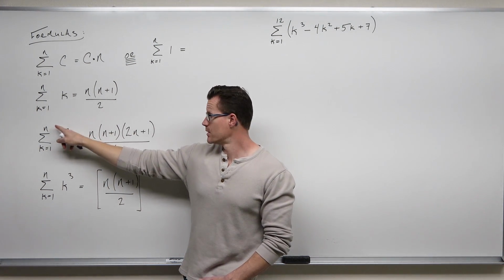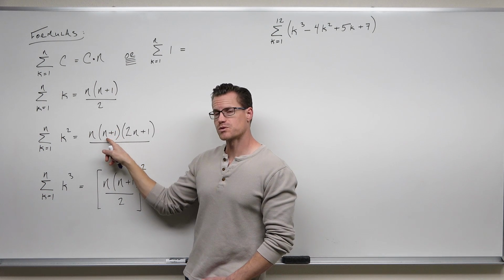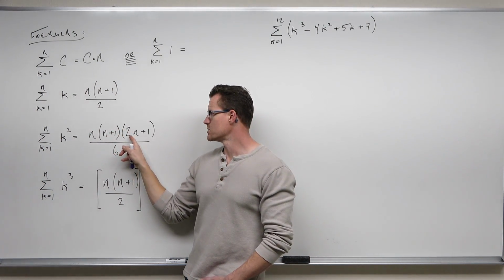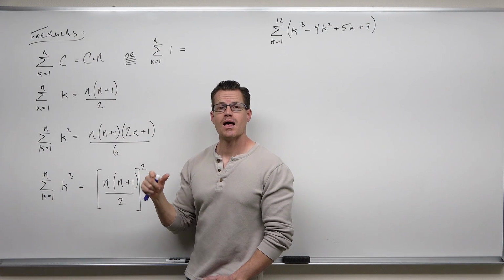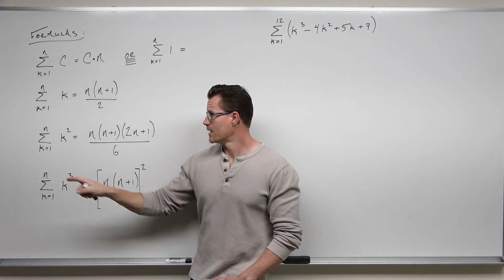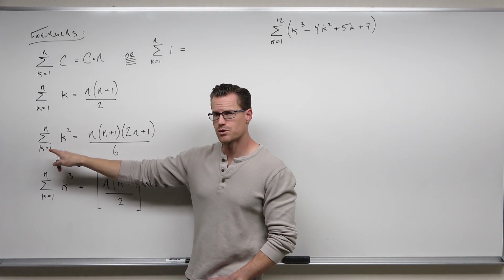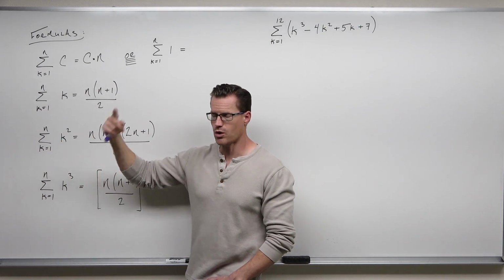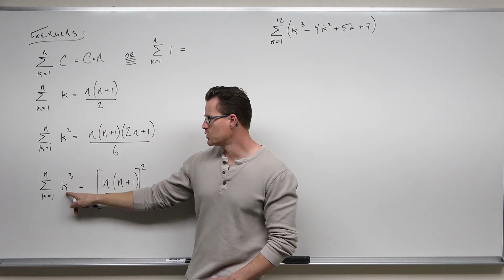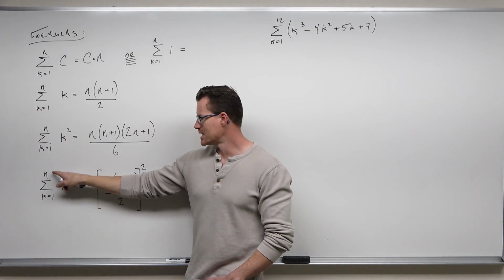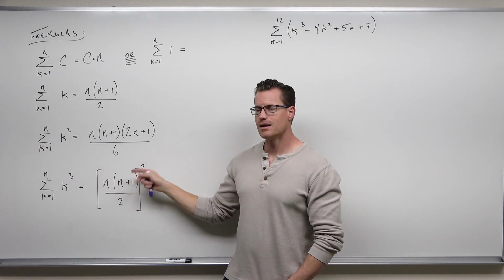Take your ending number. 7 plus 1 is 8. 7 times 2 plus 1 is 15. 7 times 8 times 15, and then divide by 6. That will give you the sum of 1 squared, 2 squared, 3 squared, 4 squared, 5 squared, 6 squared, and 7 squared all added up. It will do it for you. It's pretty fascinating. Same thing works here with k cubed. If you know where you end, take your ending number, plug it in, and it will solve it for you.